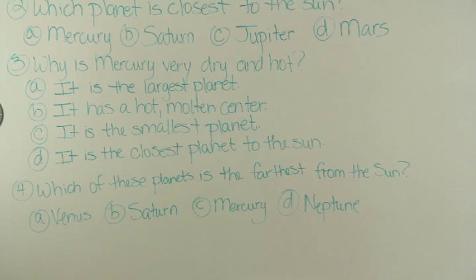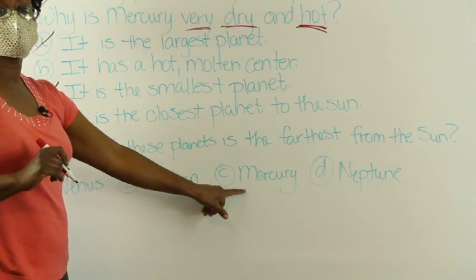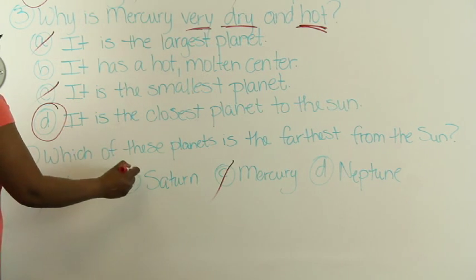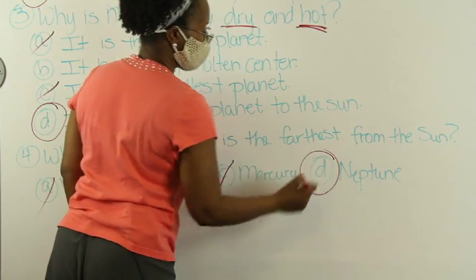Number 4, which of these planets is the farthest from the sun? Now you got to recall your acronym. Take a second. What's the acronym? So we know it's not Mercury because that's what was closest. So we're going to go ahead and mark Mercury out. Was it Venus? Was V the last word? What was the last word? I think the last word was nachos. So it can't be Venus, and it can't be Saturn. So it has to be Neptune.